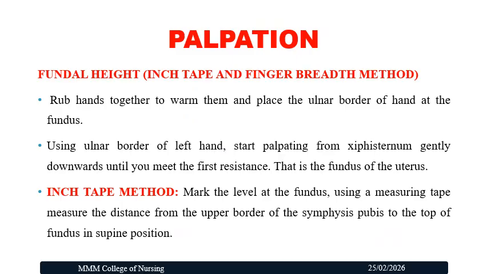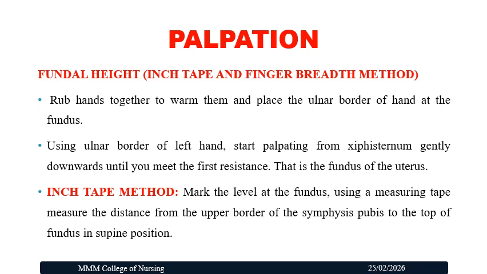Coming on to the palpation. We have four types of palpation: fundal palpation, lateral palpation, then pelvic and fourth manual. So fundal palpation: before we start our palpation, we are supposed to check the fundal height. There are two methods to find out the fundal height. We will call them the inch tape method and the finger breadth method.